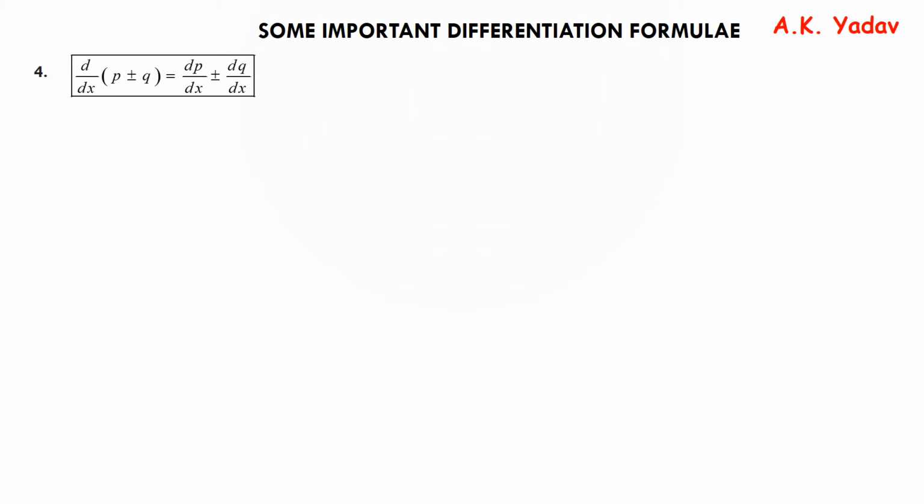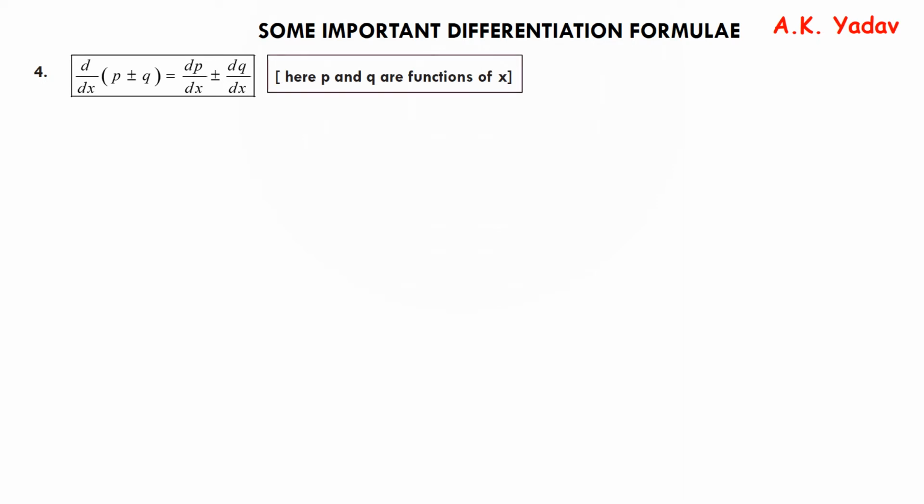This is d by dx of p plus minus of q is equal to dp by dx plus minus of dq by dx. It means if I have got p plus q, I will get dp by dx plus dq by dx, and if I have got p minus q, then I will get dp by dx minus of dq by dx. Here p and q are functions of x.